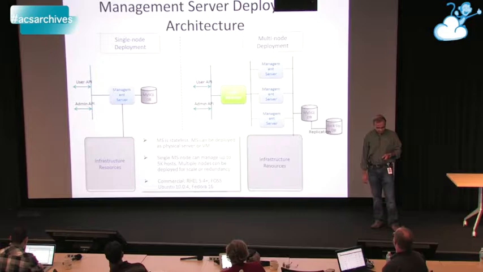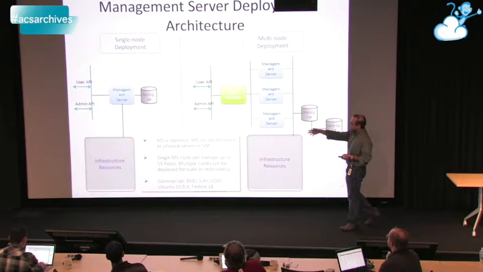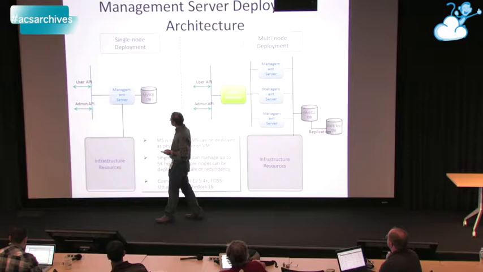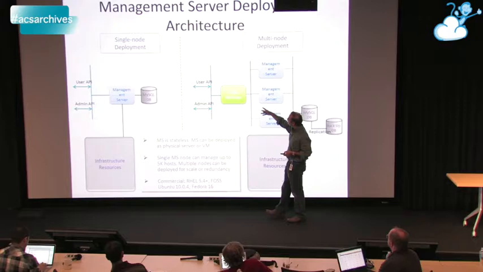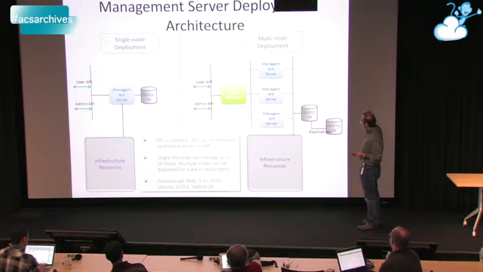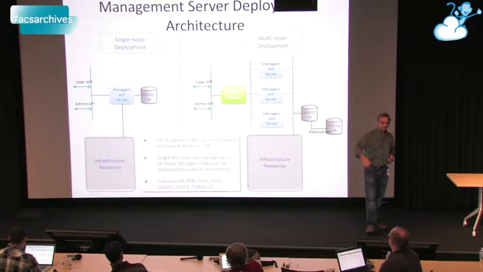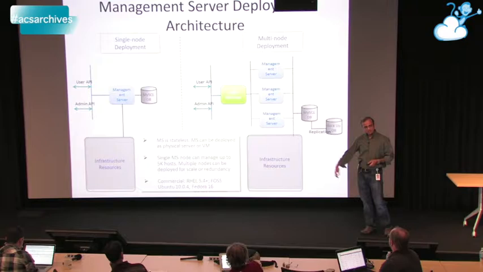If you have a single management server, it talks to a MySQL database. You typically put it behind a firewall so that admin and user APIs can access it. If you do a multiple management server cluster, you put a load balancer in front of it, so you get automatic sharding of user requests. The management servers talk to each other and automatically shard the physical resources underneath. If there are three of them, they pick one third of the hosts for themselves to manage.